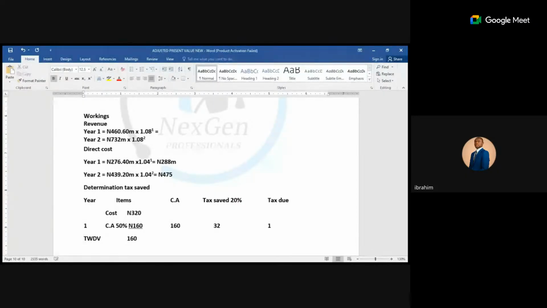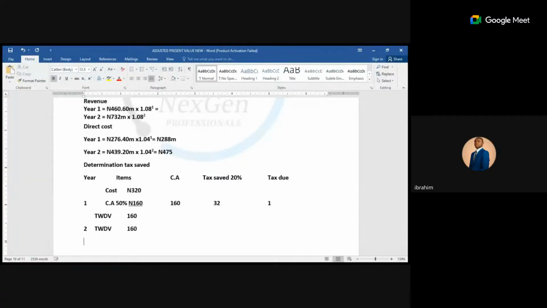So we move to year two. We calculate for year two. Tax written down value brought forward, 160. The capital allowance is 25% according to this question. What do we have? 40. We have 40. What is the tax saved? 8. Yes, 8 in year two.